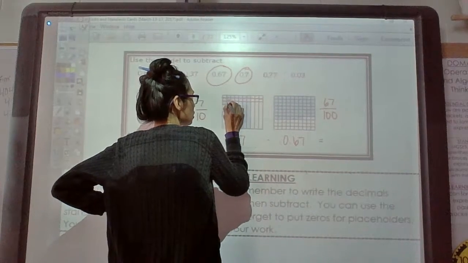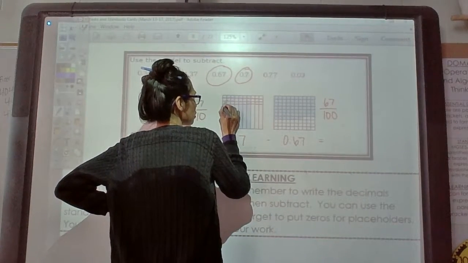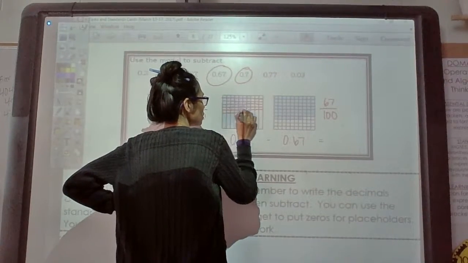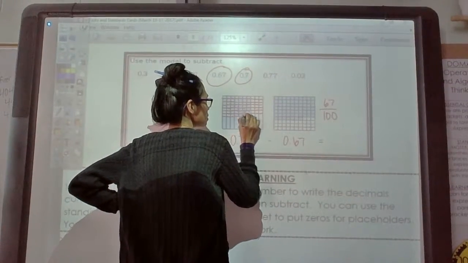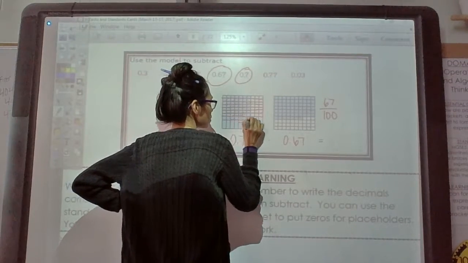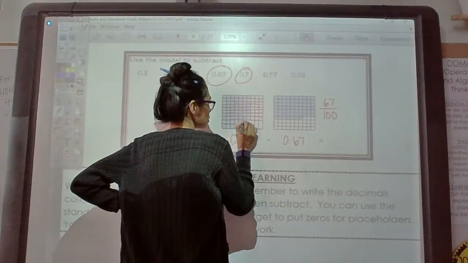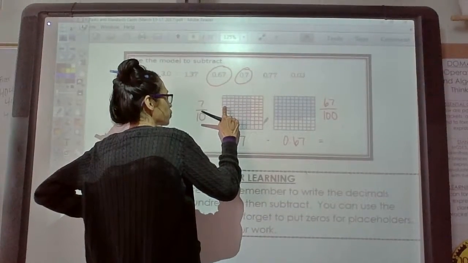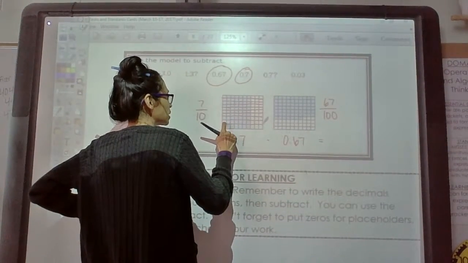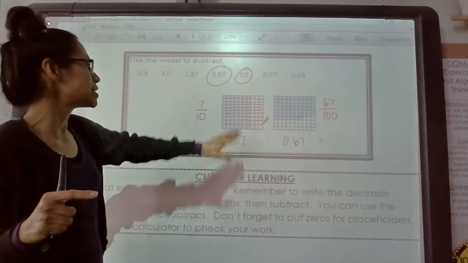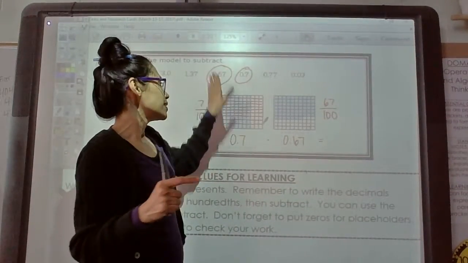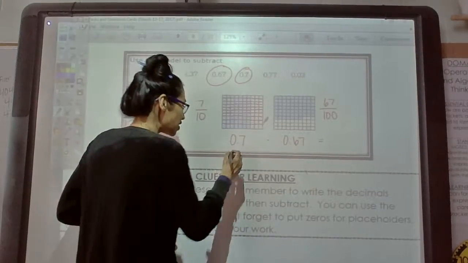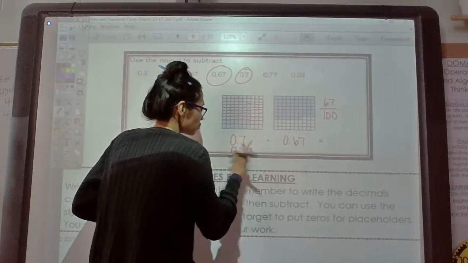Just do your best. 1, 2, 3, 4, 5, 6, 7, 8, and 9. Oh, those are not equal at all. And let's count the spaces. 1, 2, 3, 4, 5, 6, 7, 8, 9, 10. And now, instead of having 7 tenths, what do we have now? We have 70 hundredths. So remember, that's the same thing.